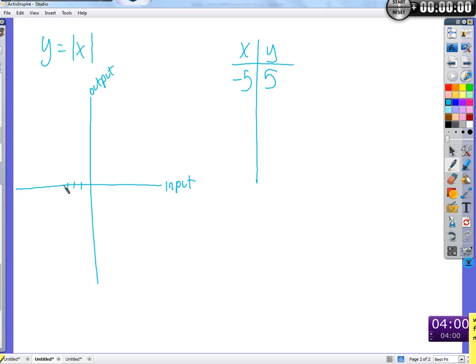So 1, 2, 3, 4, 5 on the input axis, on the output axis, 1, 2, 3, 4, and 5. And we put a point right there. That's another input we can use. Gordon already gave us an input. What's another input that we can use? 3. How about 3? Okay, put 3 into the function, what comes out? Absolute value 3 is? 3. 3 is 3 away from 0. Okay. So, 1, 2, 3. There we go.